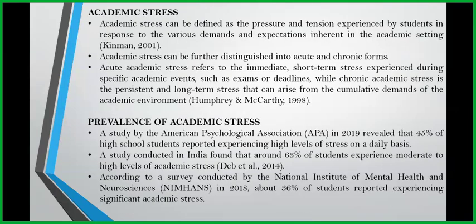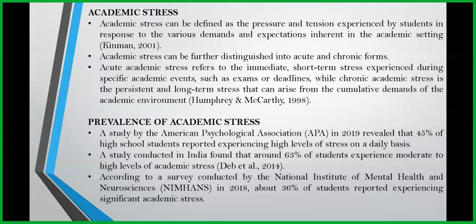Academic stress. Academic stress can be defined as the pressure and tension experienced by students in response to the various demands and expectations inherent in the academic setting. Academic stress can be further distinguished into acute and chronic forms. Acute academic stress refers to the immediate short-term stress experienced during specific academic events such as exams or deadlines, while chronic academic stress is the persistent and long-term stress that can arise from the cumulative demands of the academic environment.